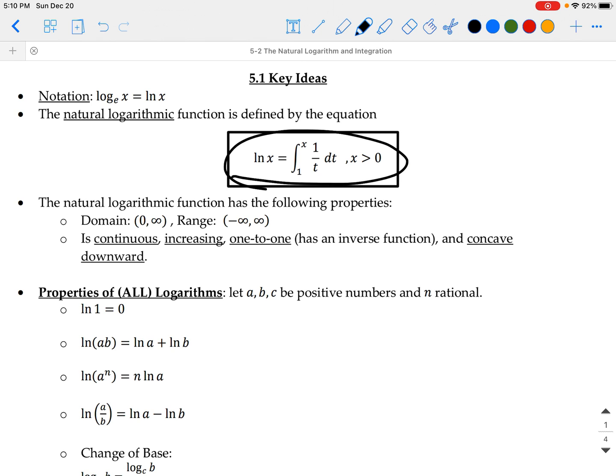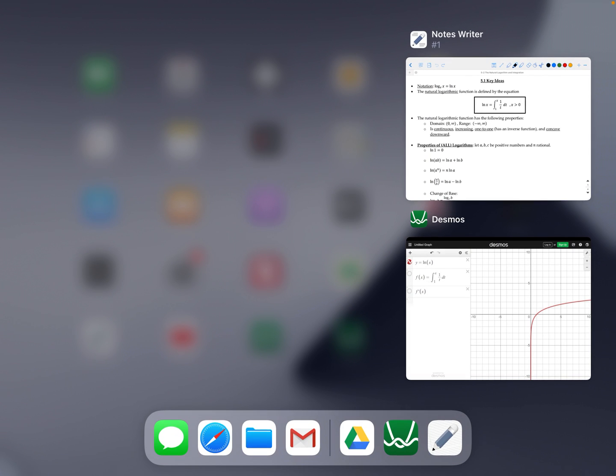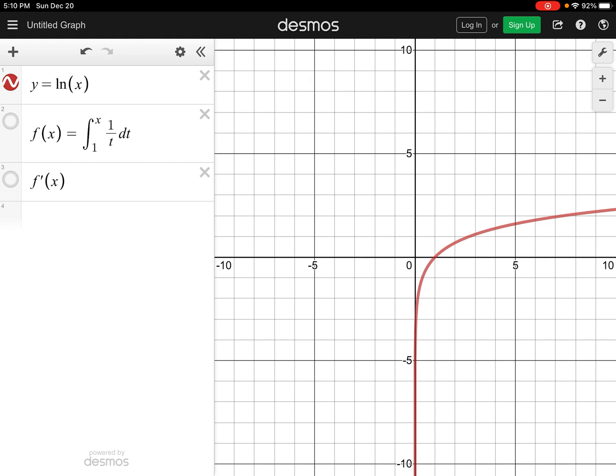So we're actually going to define it as an integral function, which might seem kind of weird. Like, why are we making this an integral function? But we'll see that that's actually going to make it really, really easy to apply derivative rules as well as integral rules to this function. So this definition is very well known. You'll find it in most textbooks.